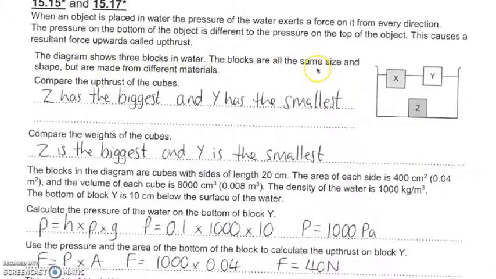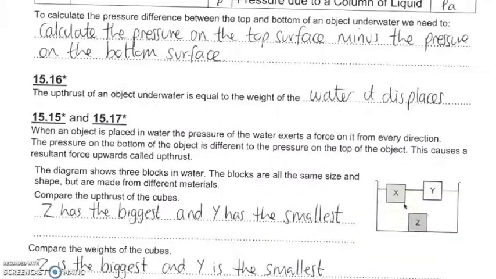The blocks are all the same size and shape, but are made from different materials, which obviously means different densities. Compare the upthrust of the cubes. Well, Z has the biggest and Y is the smallest. Okay, you may be thinking, hang on a minute, how on earth is Z on the bottom and Y is on the top if Z's got a larger upthrust force?